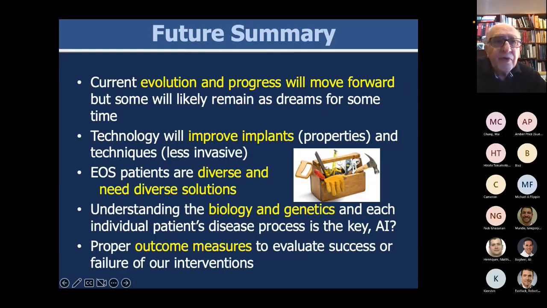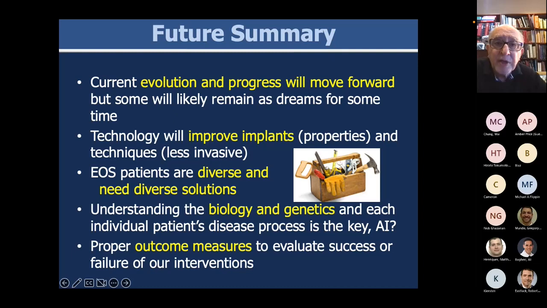So the summary for the future is current evolution and progress will move forward. So will likely remain as dreams for some time. Technology will improve implants, as far as the properties, techniques, maybe less invasive. Our patients are diverse and need diverse solutions. That's why we have this toolbox that probably remains for a while, as different techniques and different approaches to different etiologies and different patients within the etiology.